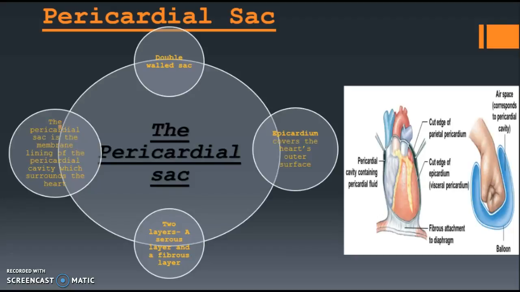So now we're going to be moving on to the pericardial sac. The pericardial sac looks like this, and it's a double-walled sac. The epicardium covers the heart's outer surface, which is this bit here, the visceral pericardium, and there are two layers, a serous layer and a fibrous layer. The pericardial sac is the membrane lining of the pericardial cavity which surrounds the heart.